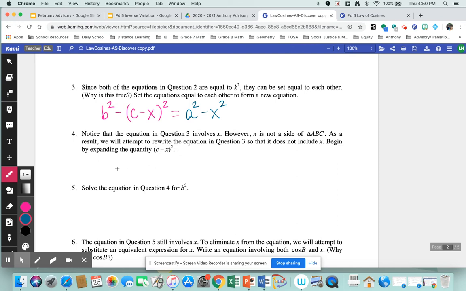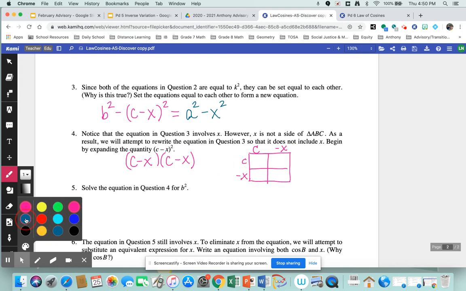This was what I was talking about before. Be careful. So that means it's c minus x times c minus x. And if you need to use the area model for this, you can. So you have c minus x, c minus x.